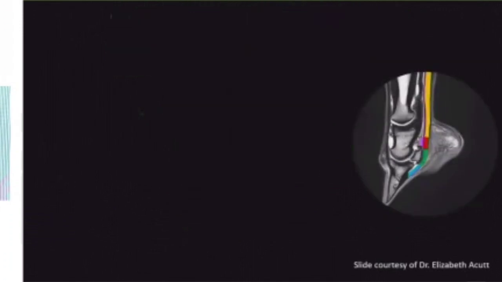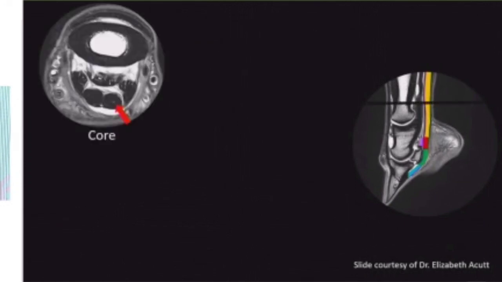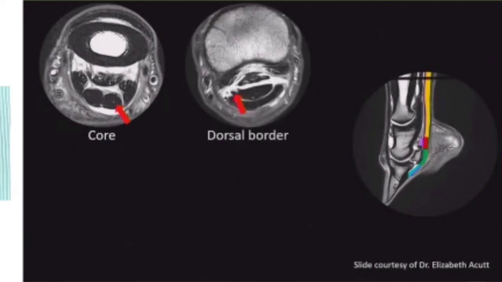So what we did, with Dr. Elizabeth Acutt, who was my former resident, is we went back and looked at horses that had lesions in the deep digital flexor tendon, and we characterized the types of tears they had. We have a core lesion, like I just showed you on the ultrasound here in the pastern area. We have dorsal border tears, which we can see in the pastern area as well as dorsal border damage that we'll see down in the foot.